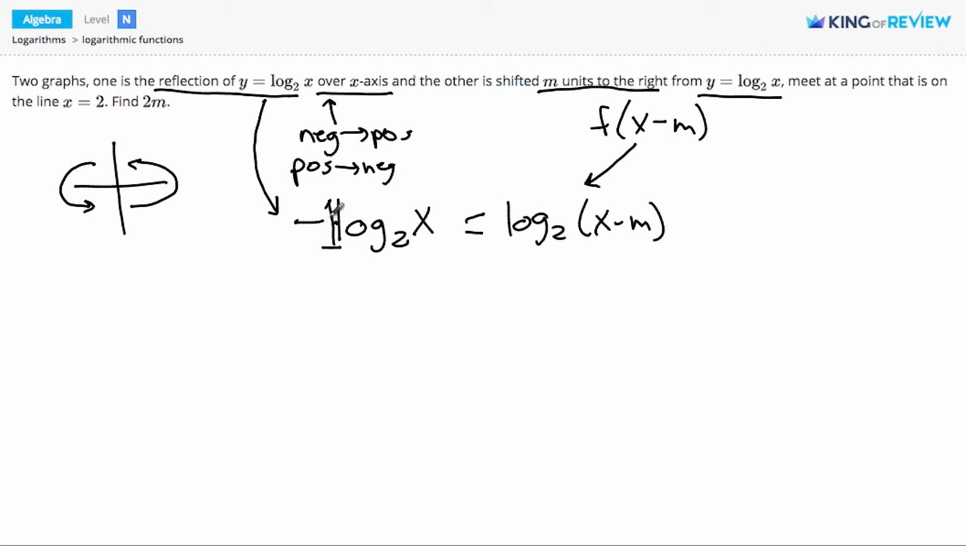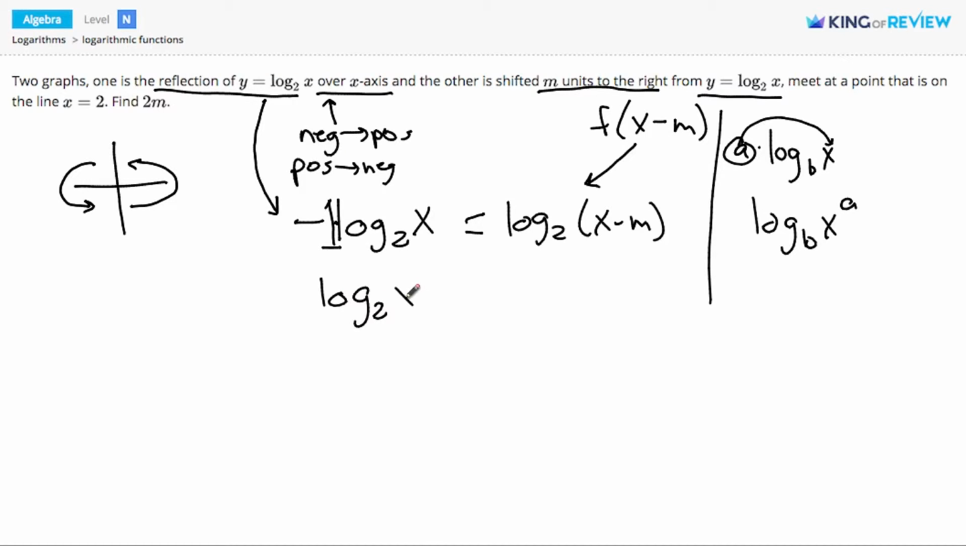There's a property of logs that if you have a number a multiplied by the log base b of some number x, we can move that number inside the log as an exponent, turning this into the log base b of x to the power a. Using that property, I can rewrite the left side of this equation as the log base 2 of x to the negative 1, and that's still equal to the log base 2 of x minus m. Now, since both sides are the log base 2 of something, I can essentially cancel out the log base 2 on both sides. And now I have x to the negative 1, which is the same thing as 1 over x, and on the right side I have x minus m.